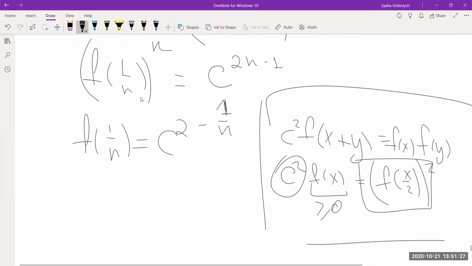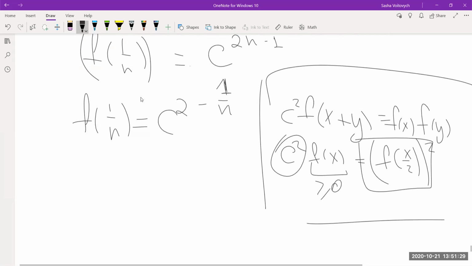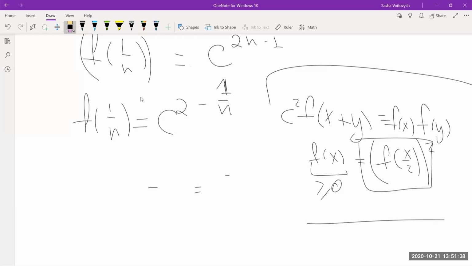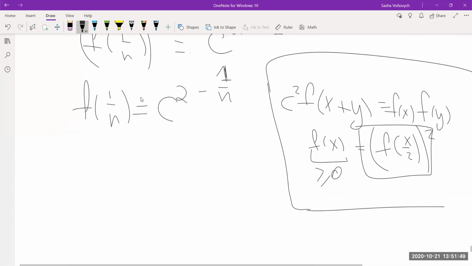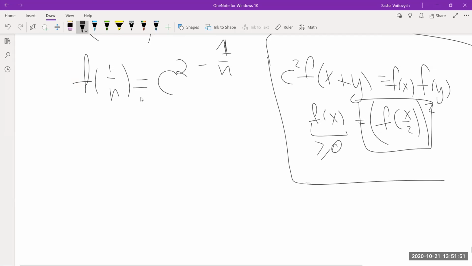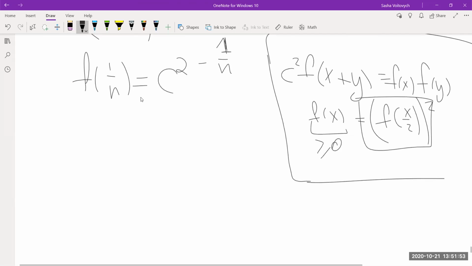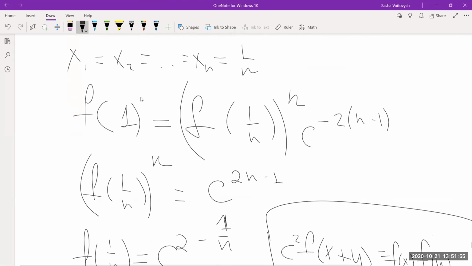So now you kind of see the function that we're going to get probably. So this function is probably the solution. We don't know it yet, but we'll aim to prove it. So now we know what f of 1 over n is equal to, where n is an integer.